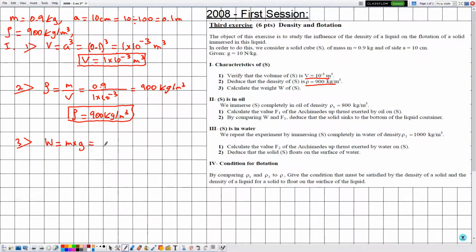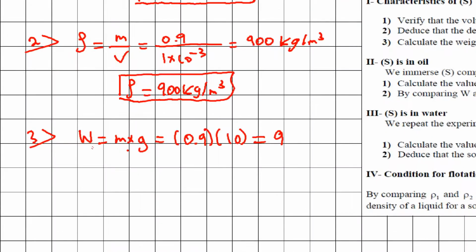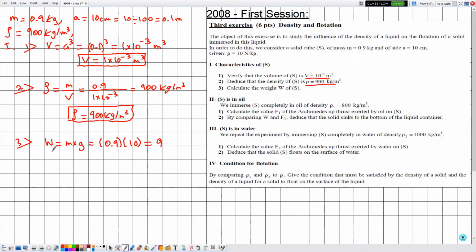The value of m is 0.9, whereas the value of g is 10. Plugging this on the calculator, the weight is 9. Since both the mass and g are expressed in the SI, the value of W will be in the SI, which is newtons. So the weight is 9 newtons. This weight corresponds to the solid S.